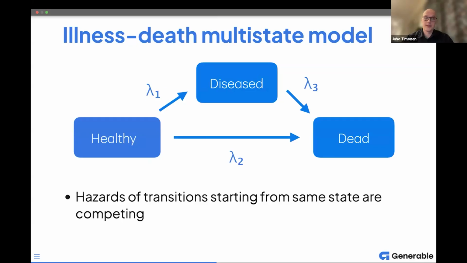The next step would be an illness-death model where we go from healthy to diseased to dead, or we can go from healthy to death directly. In a multi-state model, the hazards of different transitions are competing. So if one of them occurs, then the other one cannot occur.